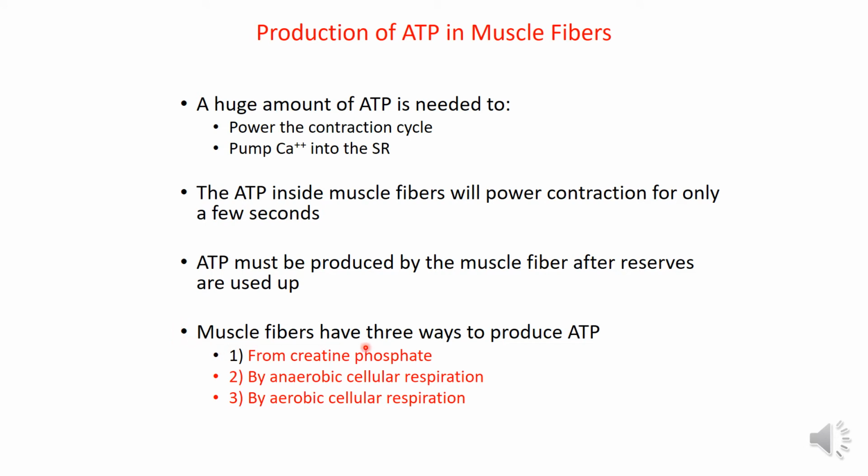Muscle fibers have three ways to produce ATP: from creatine phosphate, by anaerobic cellular respiration, and by aerobic cellular respiration. Those are the three ways used by the muscle to produce ATP.